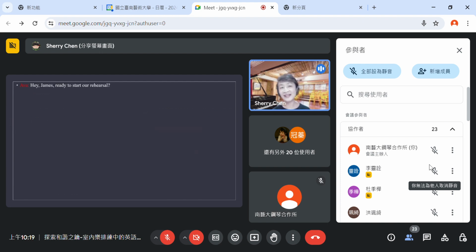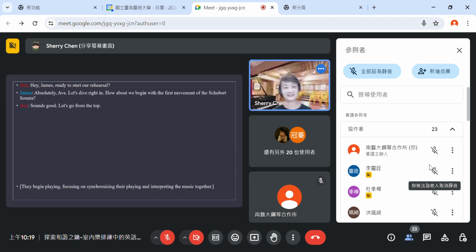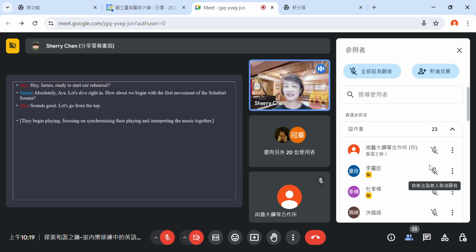So Ava says, hey, James, ready to start our rehearsal? Absolutely, Ava. Let's dive right in. How about we begin with the first movement of the Schubert Sonata? Sounds good. Let's go from the top. So they begin playing, focusing on synchronizing their playing and interpreting the music together.